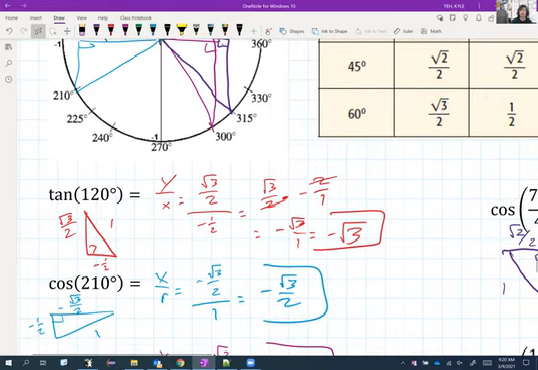Cosine 210, step 1 was figuring out where is 210. It's 30 degrees past 180.